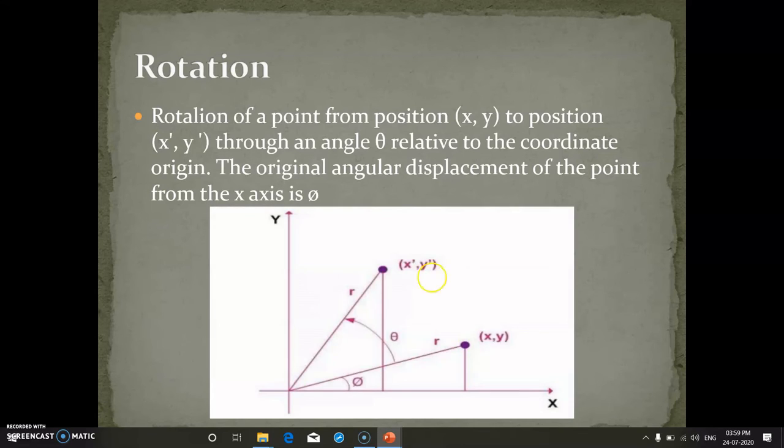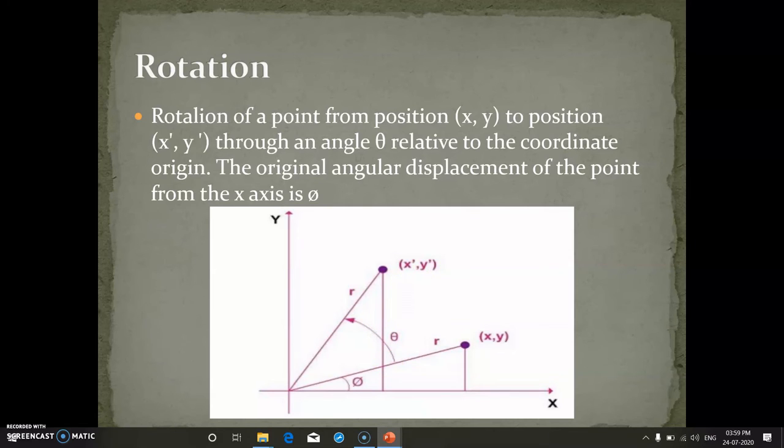Now let's see how it works. There is no pivot point here. It starts from the origin itself. This is the original angular displacement phi with the original image, and we are rotating it by an angle theta and transforming it to this side. (x dash, y dash) is the new coordinate position.